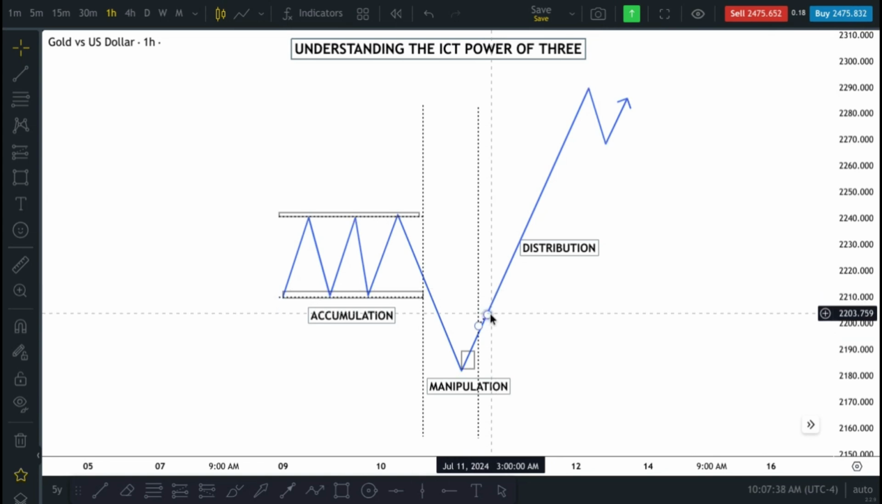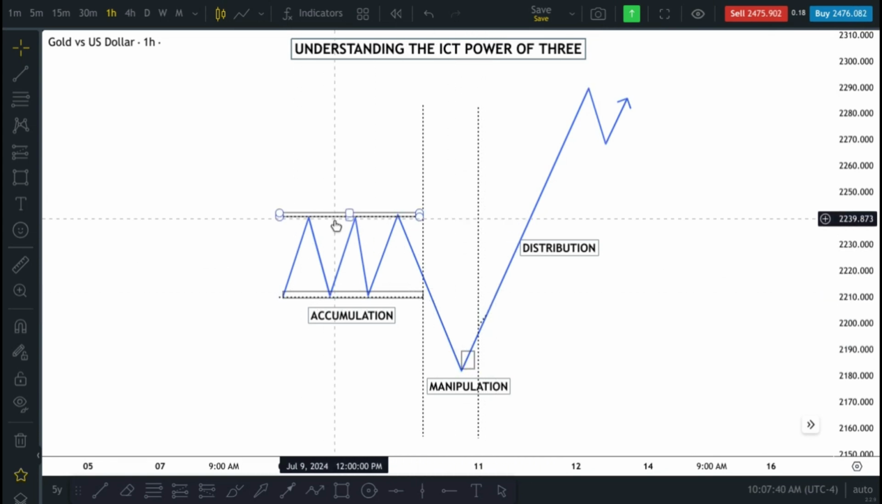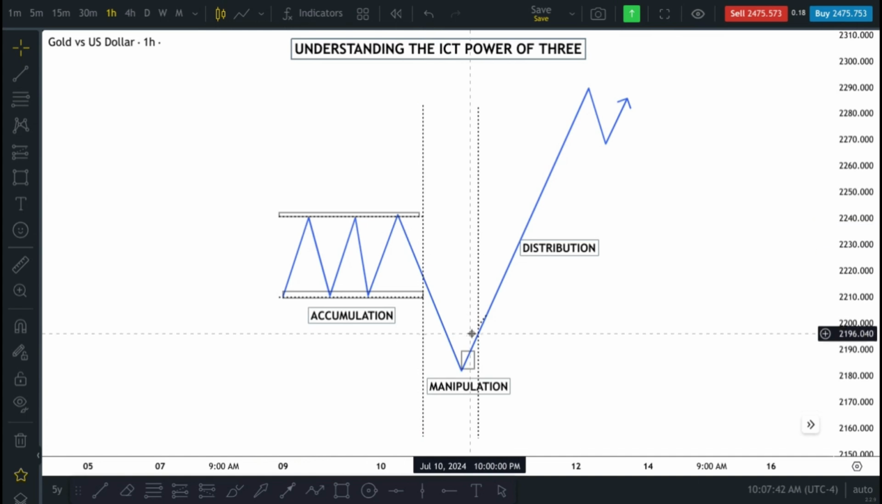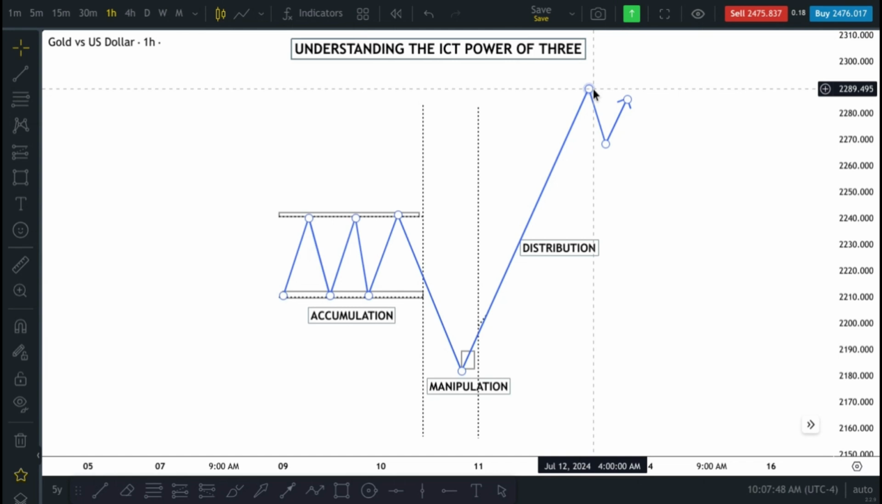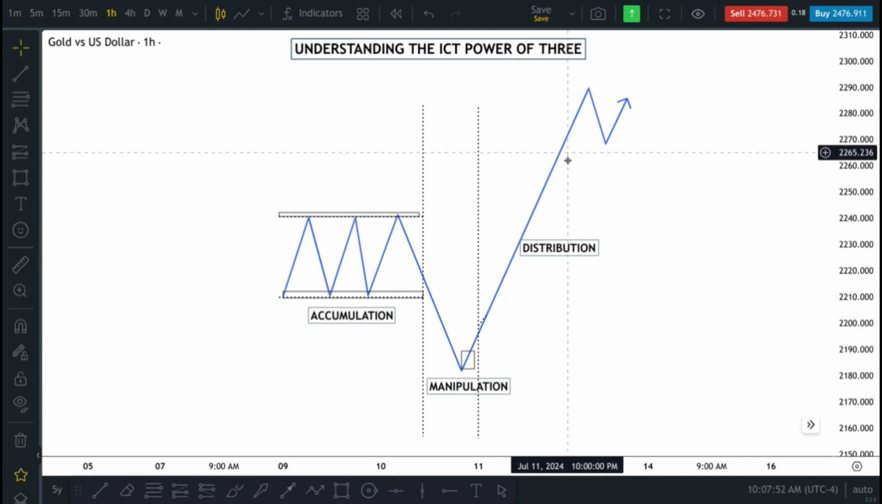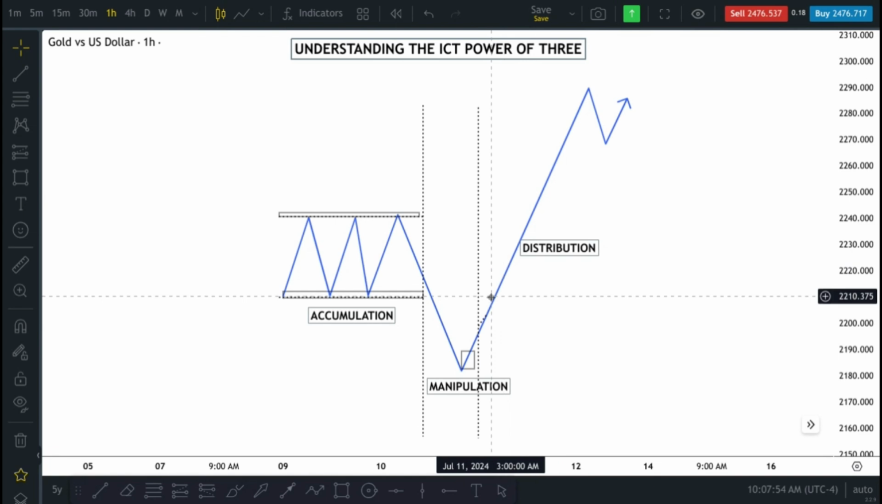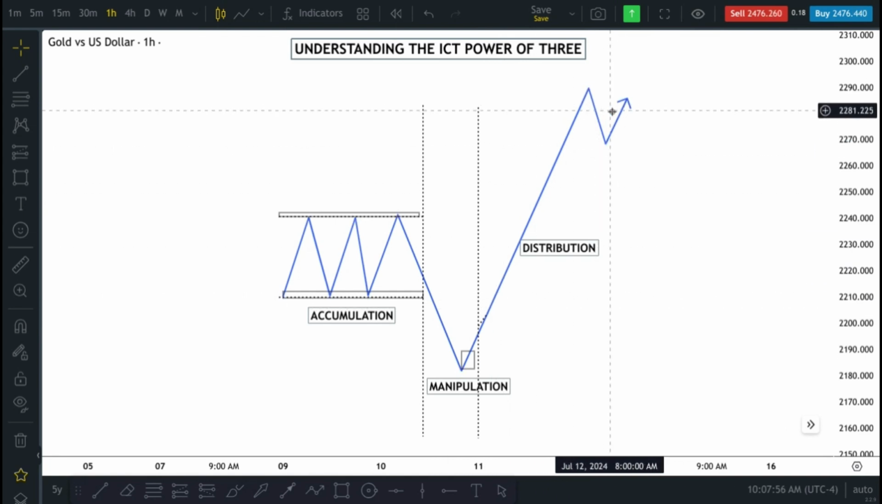And if you have identified all that, the manipulation has taken place, then you ride the trend with the distribution, guys. In the distribution phase, you ride the trend. Okay, you follow the direction of the trend, enter your positions here, ride the trend until you hit your target profit point.